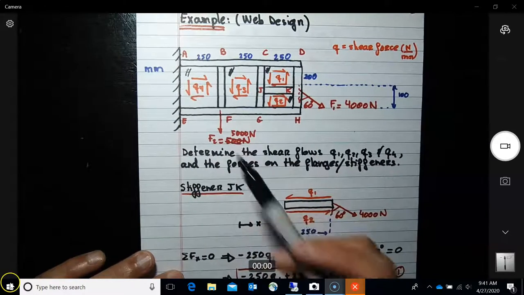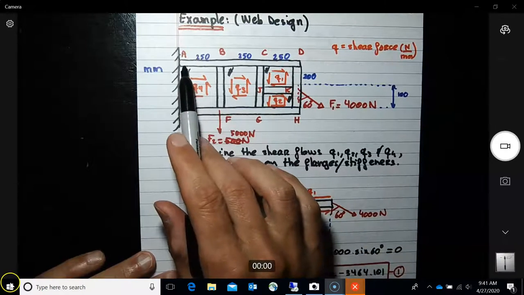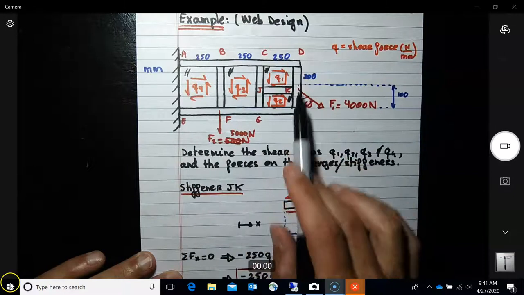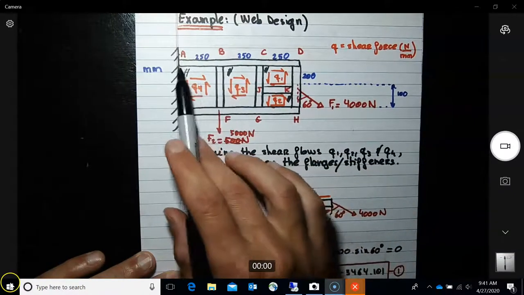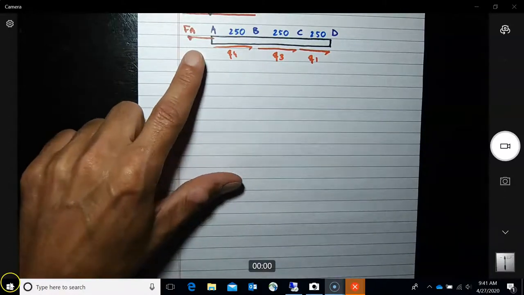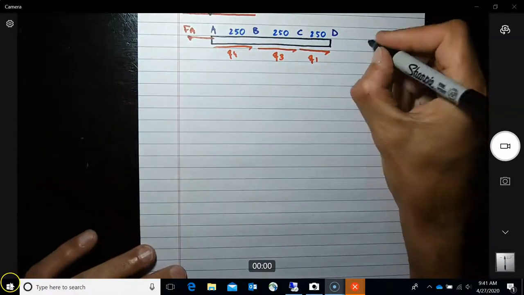Okay? So what we need to remember here is the assumption that all members, A, B, C, D, and this one only carry loads in the axial direction. Okay? So that's why I only put S sub A here. So now again, over here is always the same thing.